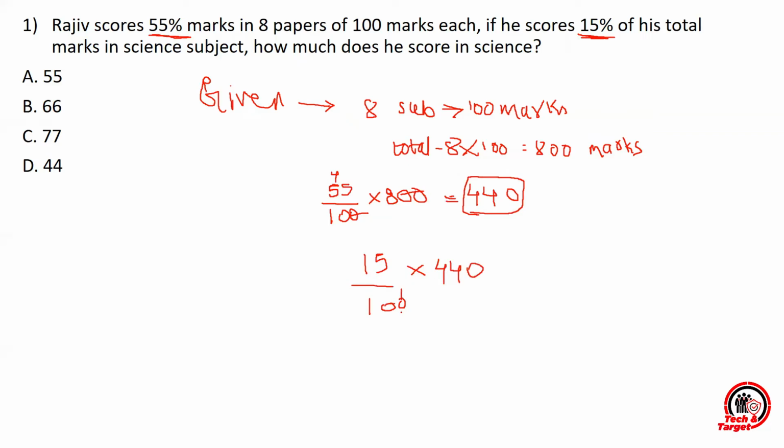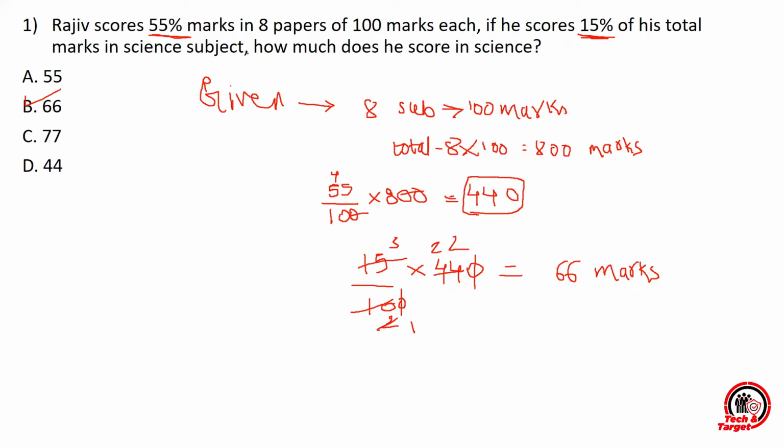If we cancel, the zero gets cancelled. 5 3s are 15 and 5 2s are 10, and this 22, which will be 66. So 66 marks he scored in the science subject. So option B is the right answer for this question. So that's it for this question.